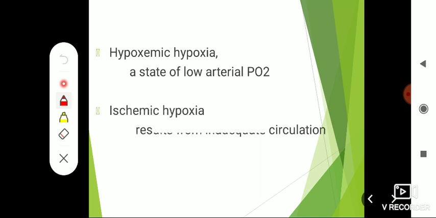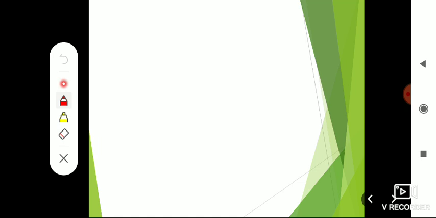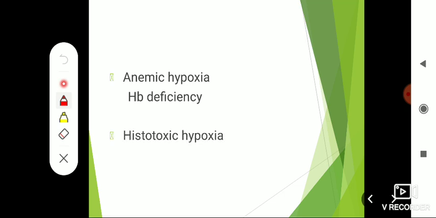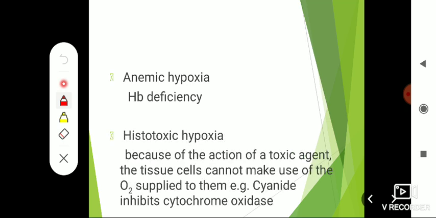Ischemic hypoxia is the result of inadequate circulation. Again, we have to find out, as so many reasons can be there. Anemic hypoxia, most commonly hemoglobin deficiency or maybe RBC deficiency also. Histotoxic, because of the action of a toxic agent at the tissues, the cells cannot make use of the oxygen supplied to them, maybe cyanide poisoning or a substance which inhibits the cytochrome oxidase enzyme.